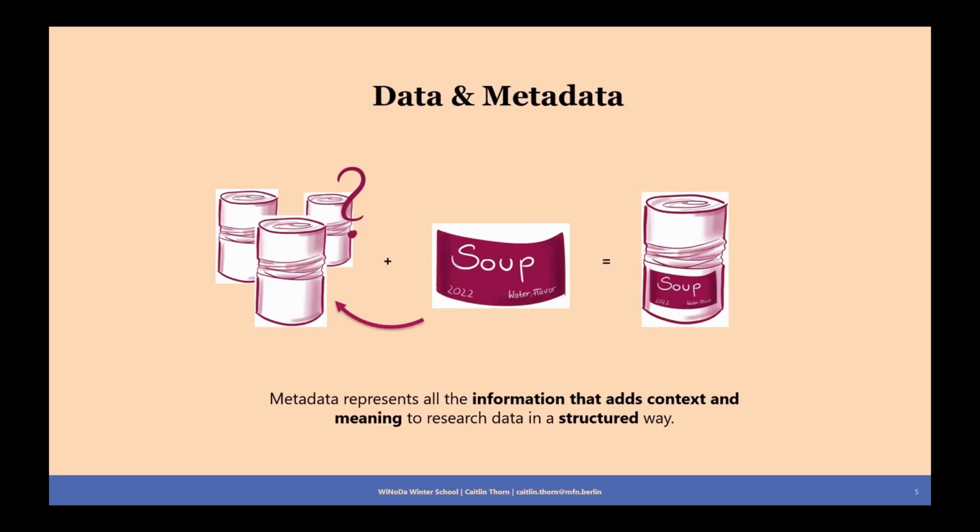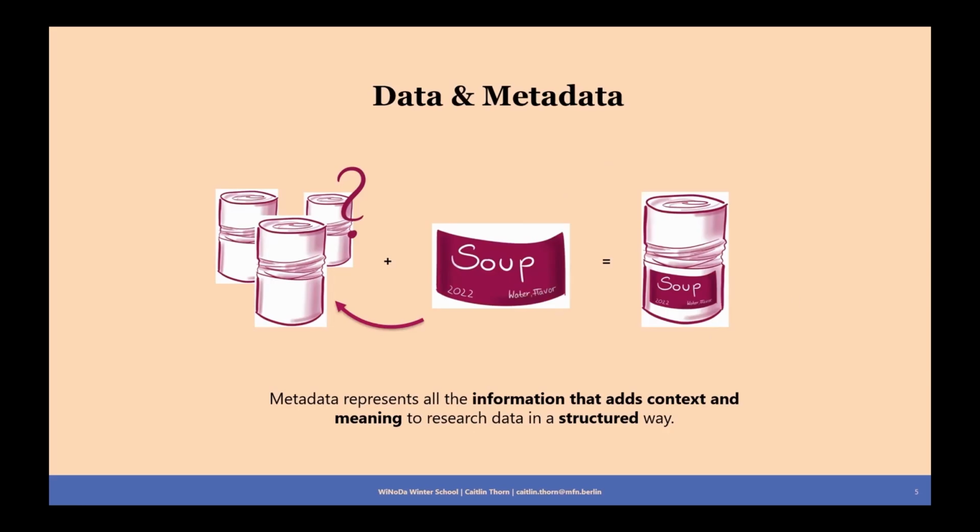What is data and metadata? Just so we're all on the same page. The data is the soup cans. We have the soup in the cans, but we don't know anything about it. The metadata is where we add all the information about what's in the can. So we want to know what's in the soup, when it was made, what kind of soup it is. That's our metadata. And we put them together and we have our data and metadata.